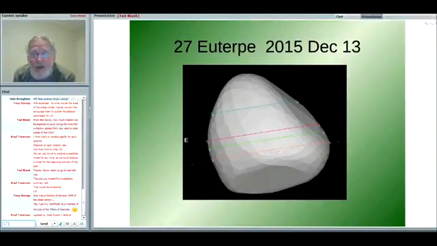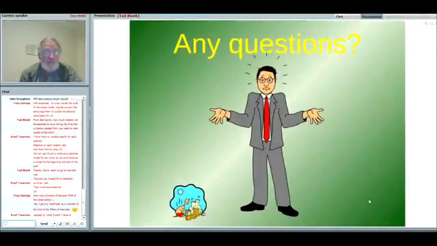Uterpe, only 4 chords on that, but again, you can see that it fits that shape model quite nicely. And that's an illustration that if you have an indication on the shape model of the scale used to draw that shape model, then our occultation diameters and chords give you a very definite scale for the asteroid. And that's it for that presentation. Questions?